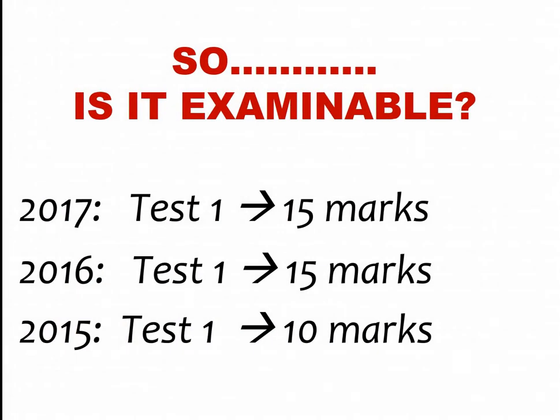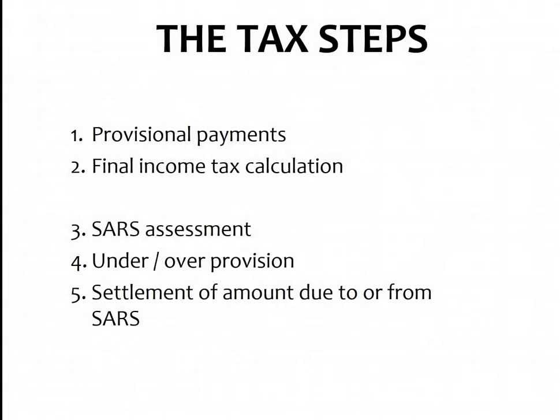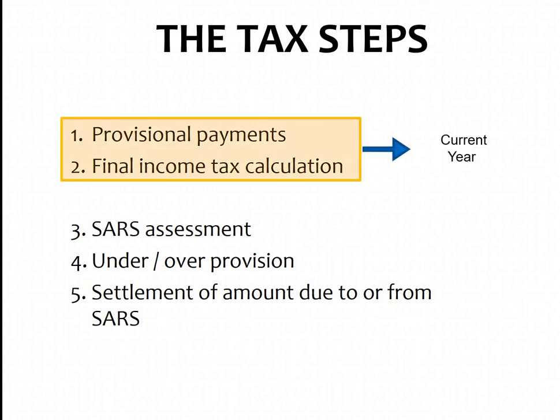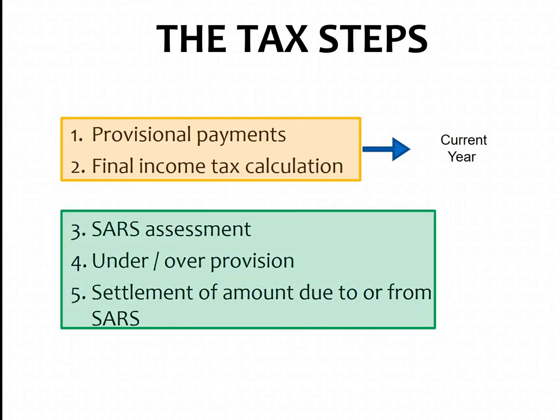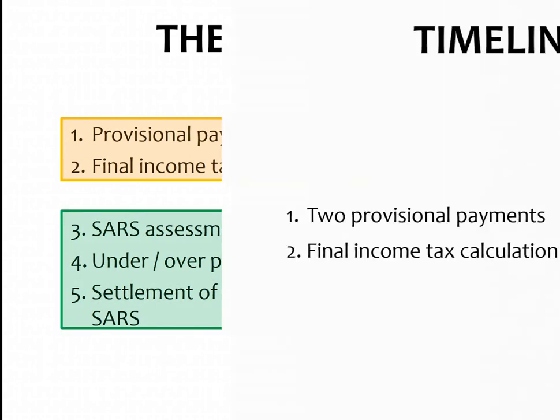Remember, it is examinable. 15 marks were examined in 2017 and 16 and then 10 in 2015. So this is 15% of your April mark. In terms of the tax steps, you will remember seeing this in lectures. You have 5 steps. Number 1 and number 2 is in your current year, and these are the provisional payments and the final tax calc. And then the last 3 are your SARS assessment, your under/over provision, and the settlement of your SARS account in the following year. The first 2 in your current year, and the last 3 in the following year.